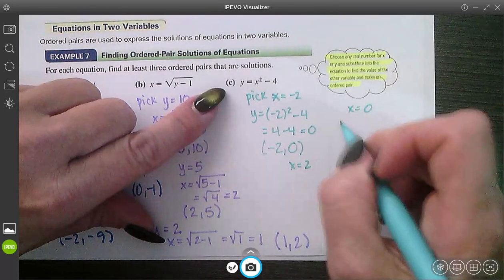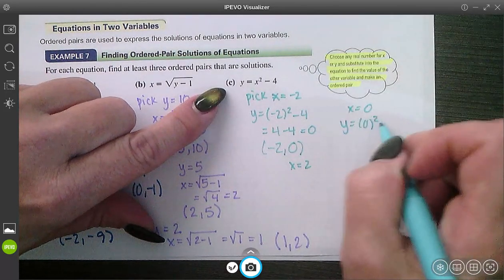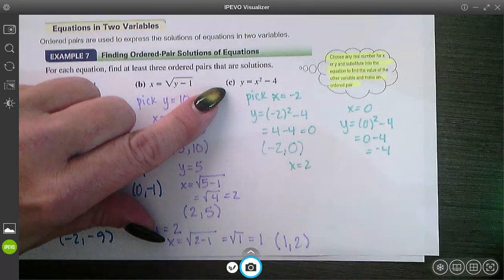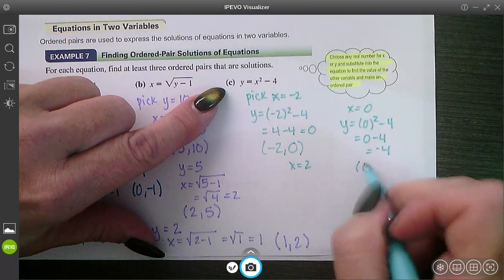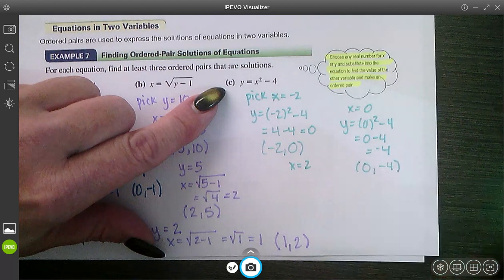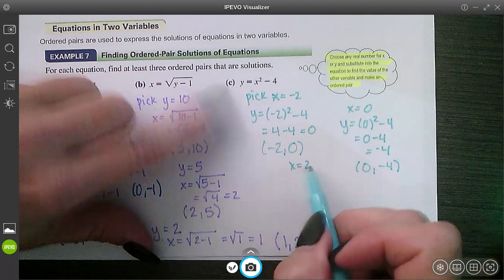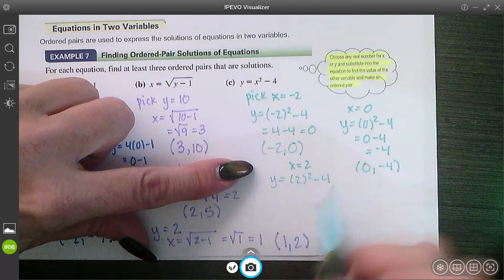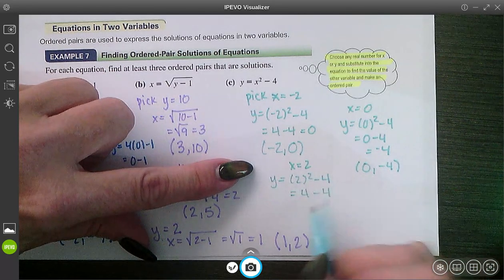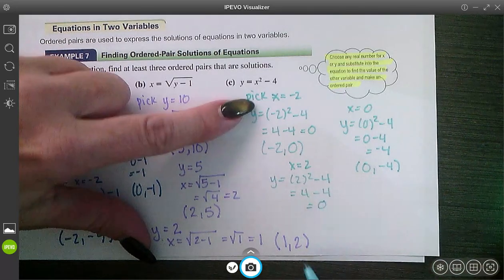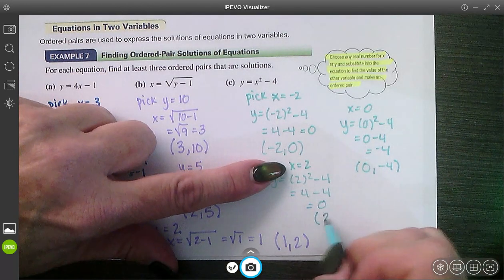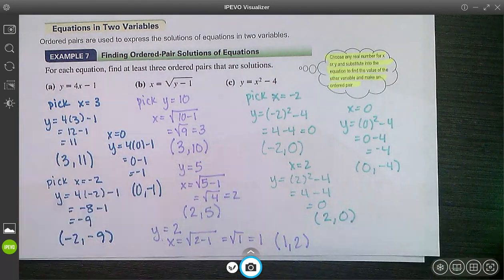When x is 0, y would be 0 squared minus 4, which is negative 4. So that's the ordered pair 0 for x, negative 4 for y. And then when x is regular 2, y is 2 squared minus 4, which actually comes out the same as it did when x was negative 2. So this ordered pair will be 2 for x and still 0 for y.